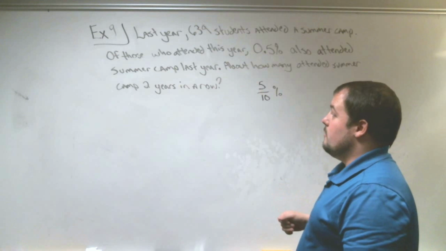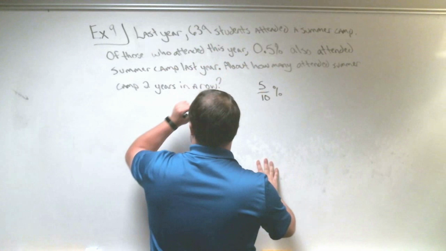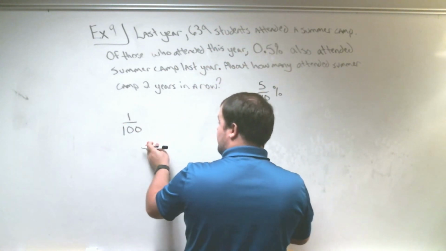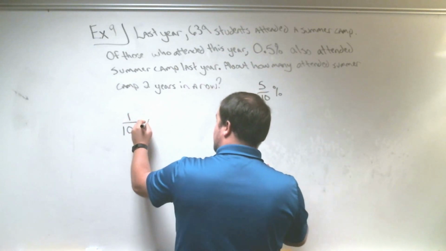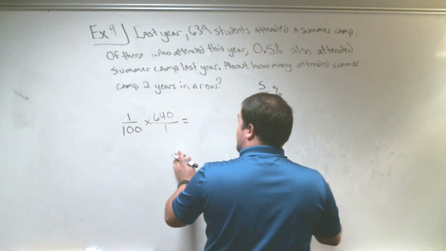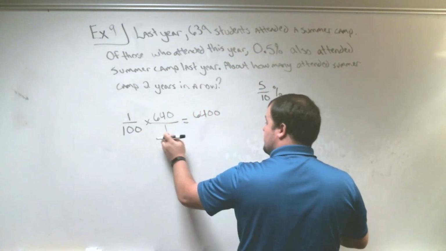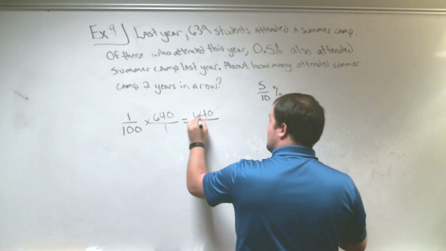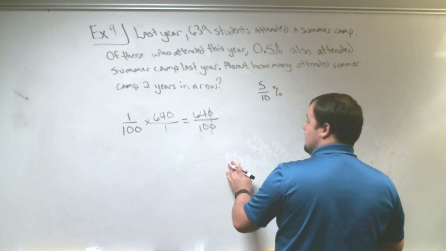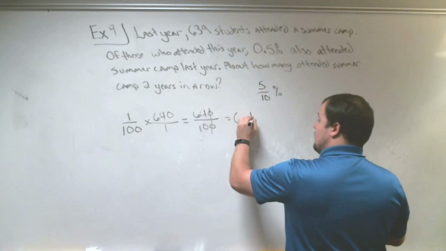So first, we're going to find 1%, as we've done in previous problems. I'm going to round 639 to 640. So 1% is 1 out of 100 times 640. I'm going to put 640 over 1. 1 times 640, that's 640. 100 times 1, that's 100. Since I have 0 on top and bottom, I'm going to cancel out. All right, 64 divided by 10 is really 6.4.